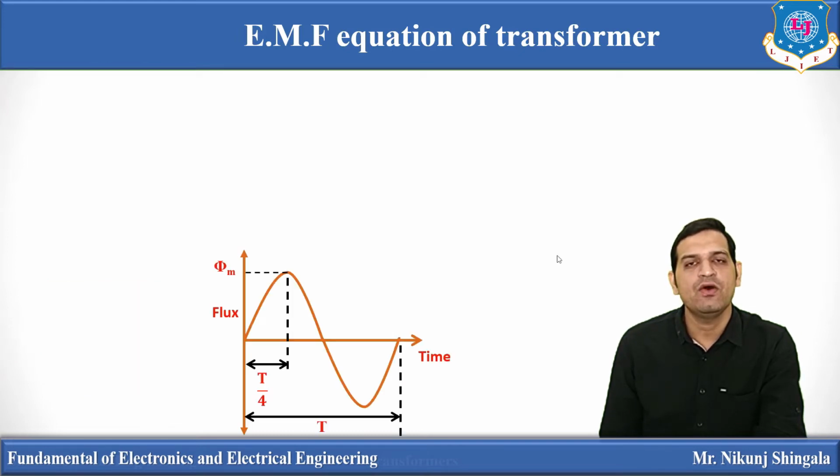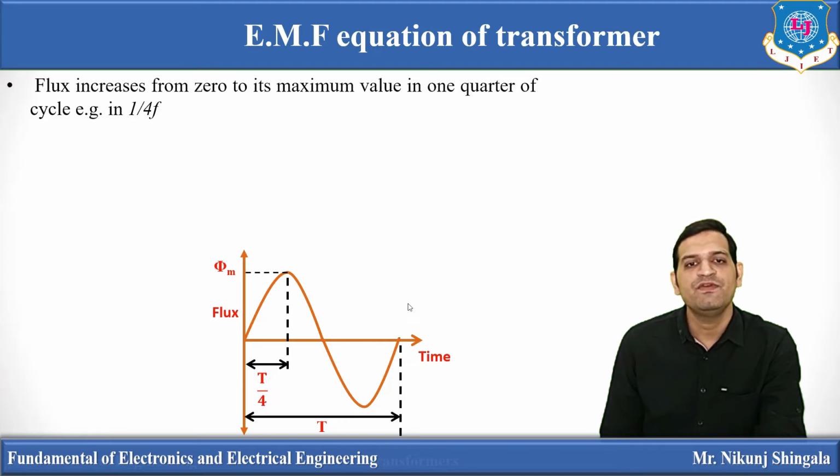Now, as we apply the alternating voltage in the primary winding, alternating current will start to flow, and because of this alternating current, an alternating flux will be produced in the core. This alternating flux has a sinusoidal shape, and this is the representation of the alternating flux. Phi m is the maximum value of the flux, and it completes one cycle in T seconds. We know the EMF induced in the coil is given by e equal to d phi by dt.